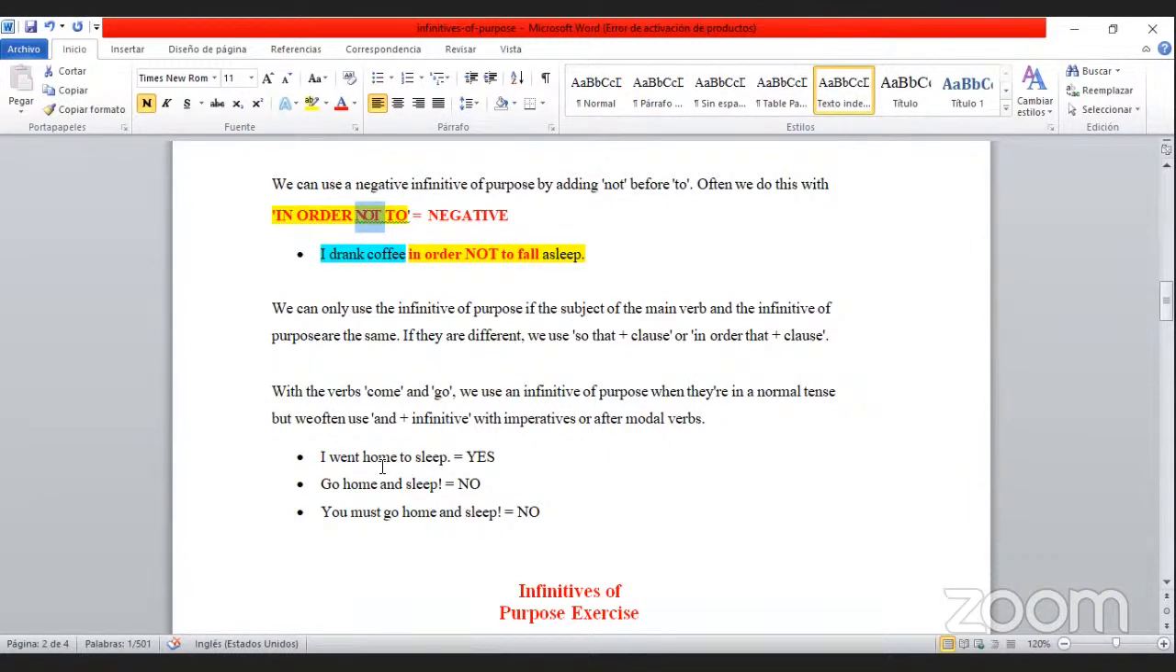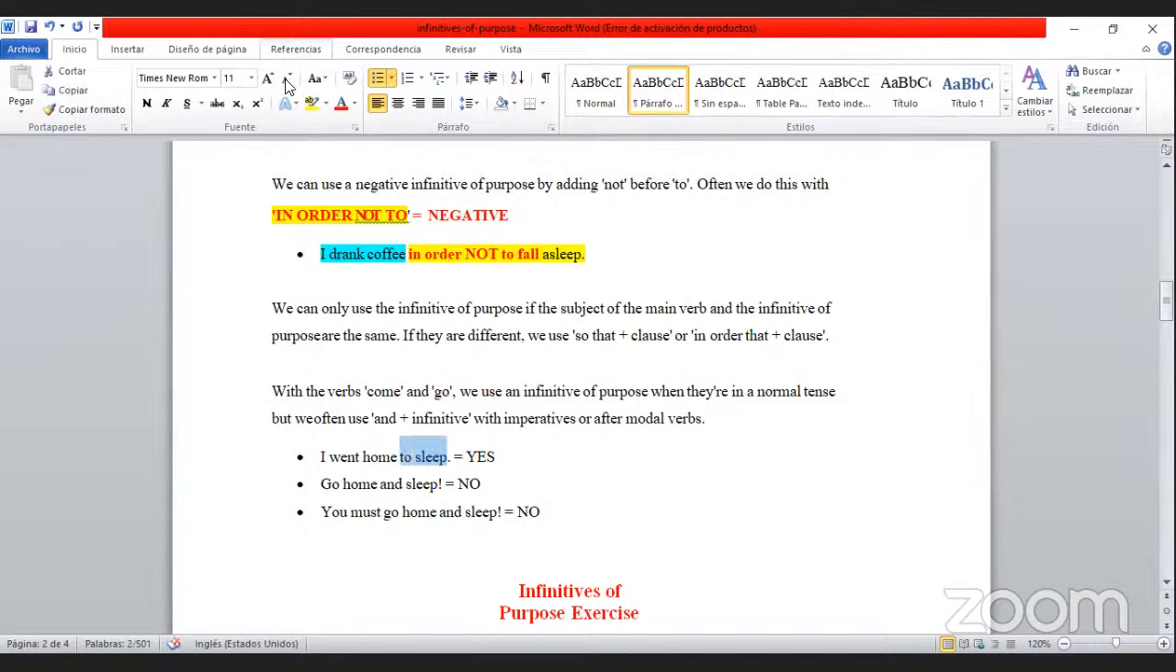So here we have some examples. I went home to sleep. Is it correct? Yes. It is an infinitive of purpose. Go home and sleep. It says no. Why? Because we are not using to and we are not using in order to. So this is not an infinitive of purpose, right? In the first one, it is an infinitive of purpose.